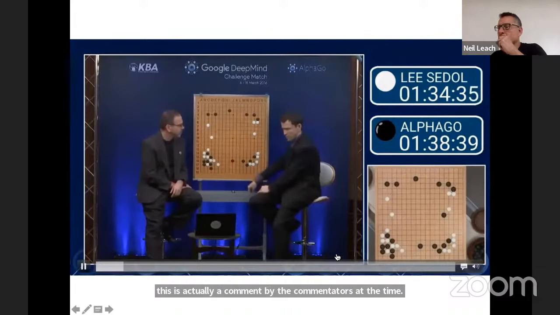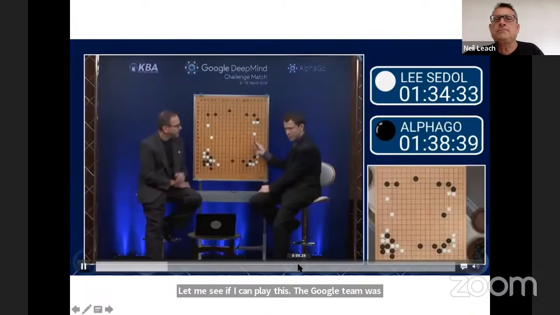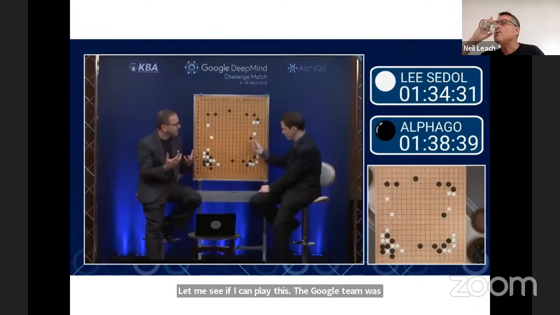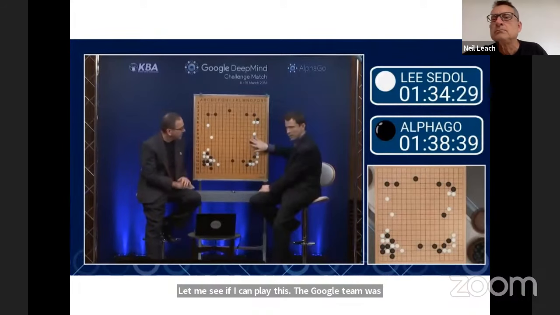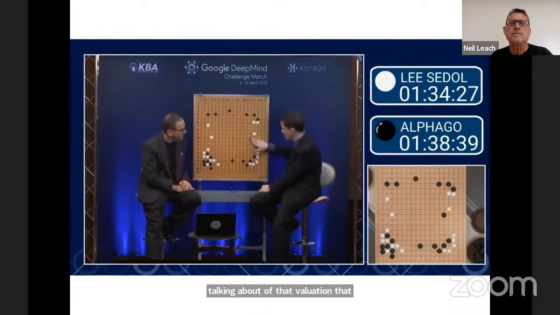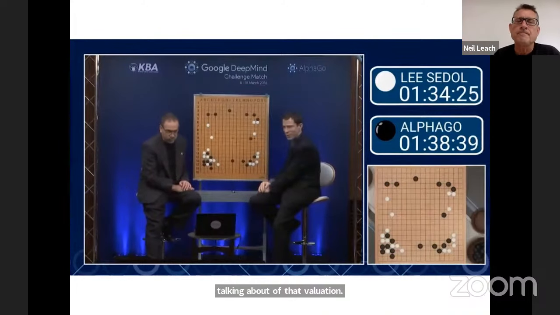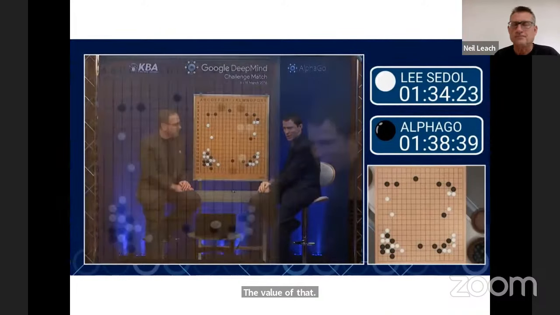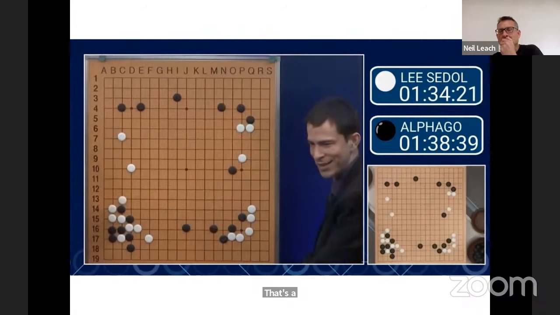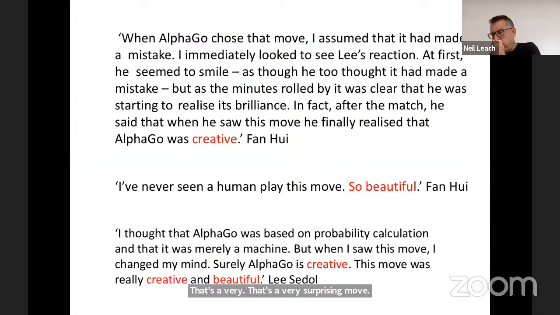From the Google team was talking about this kind of evaluation, value. That's a very surprising move. I thought it was a mistake. He thought it was a mistake.